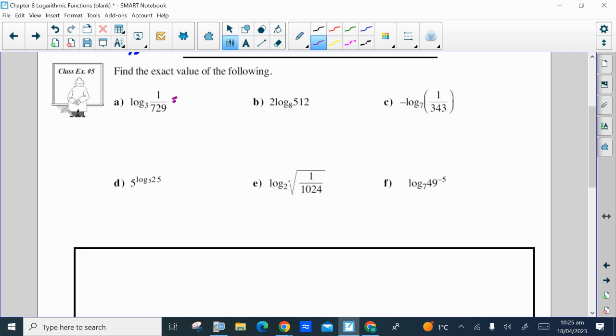So this says find the exact value of the following. So let's use the change of base identity and see what we get.